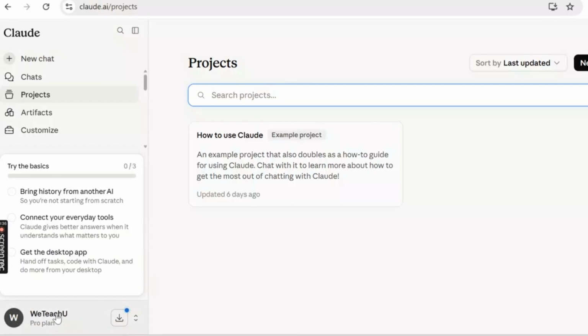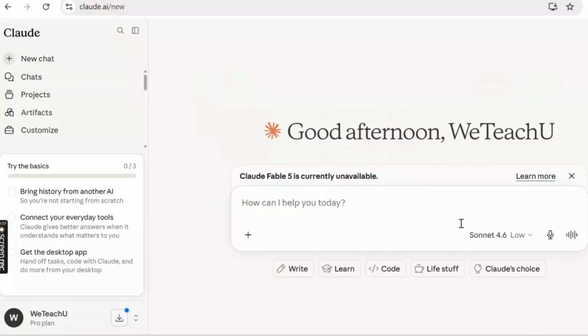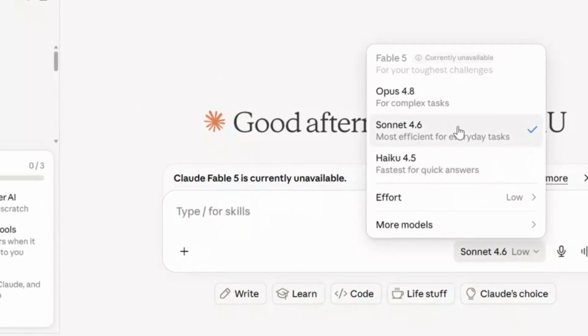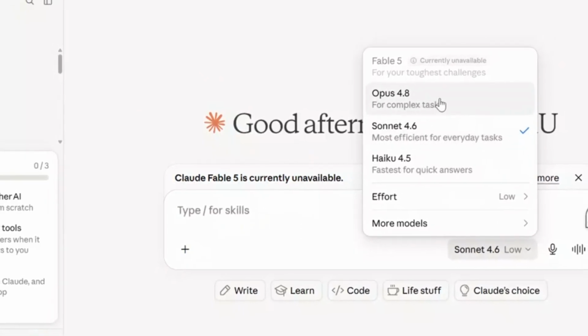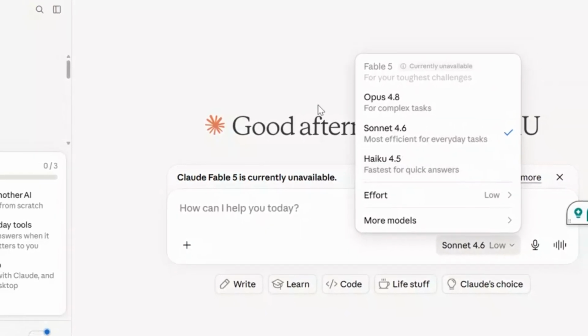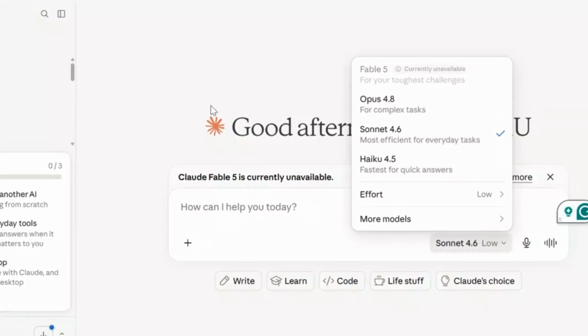And here at the bottom, you can see which model you're using. If you're on the free plan, you will have access to Claude, which is excellent. If you're on the Pro plan, like my plan here, you will also see options for different models, including more powerful ones for complex tasks. Suppose I'm starting a new chat. I have 3 thinking models: Sonnet 4.6, which is most efficient for everyday tasks, Opus 4.8, which is efficient for complex tasks, and Haiku 4.5, which is the fastest for quick answers.